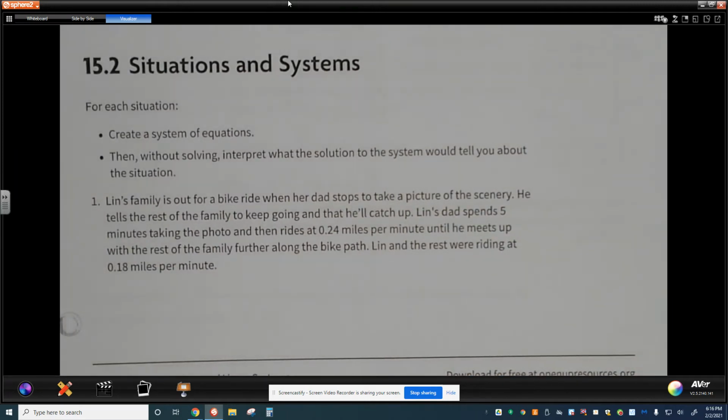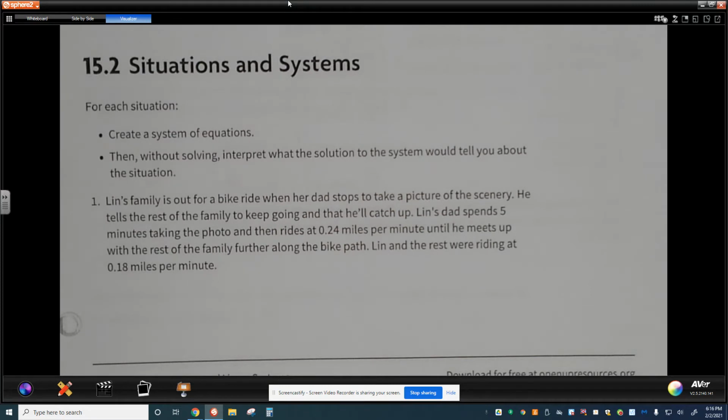So in this case, Lynn's family's out for a bike ride. When her dad stops to take a picture of the scenery, he tells the rest of the family to keep going, and they'll catch up. So Lynn's dad spends 5 minutes taking the photo and then rides at 2,400 miles per minute until he meets up with the rest of the family that's further along the bike path. Lynn and the rest of the family were riding at 1,800 miles per minute.